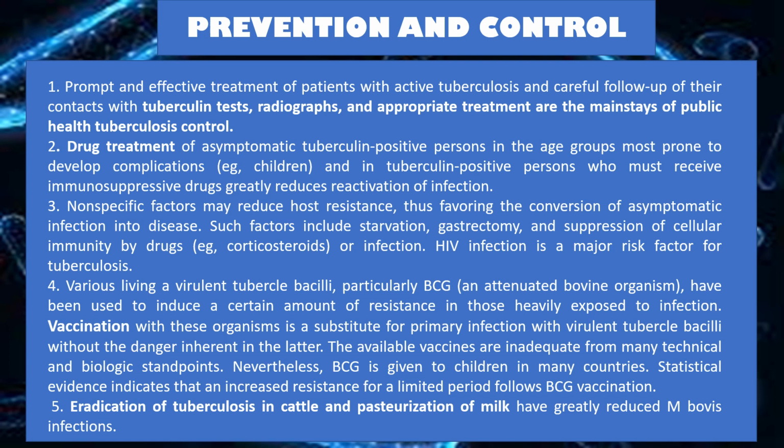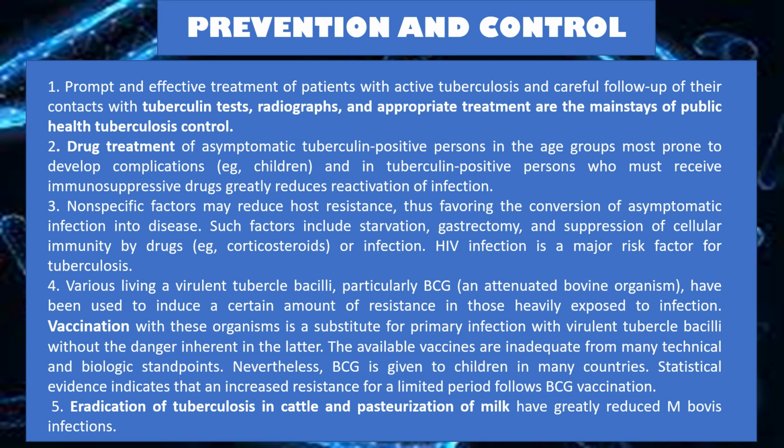Prevention and control. Prompt and effective treatment of patients with active tuberculosis and careful follow-up of their contacts with tuberculin tests, radiographs, and appropriate treatment are the mainstays of public health tuberculosis control. Drug treatment of asymptomatic tuberculin-positive persons in the age groups most prone to develop complications, for example children, and in tuberculin-positive people who must receive immunosuppressive drugs, greatly reduces reactivation of infection.